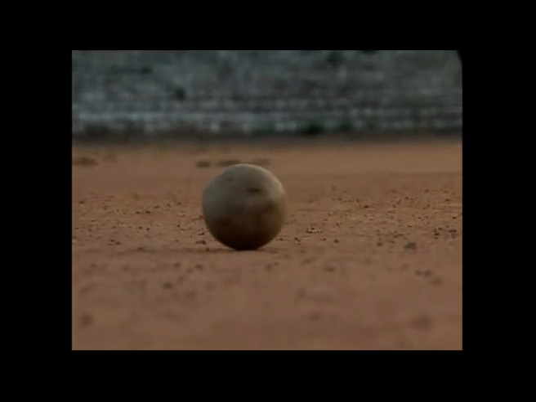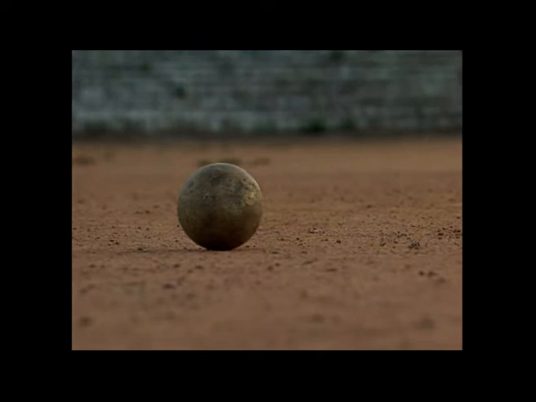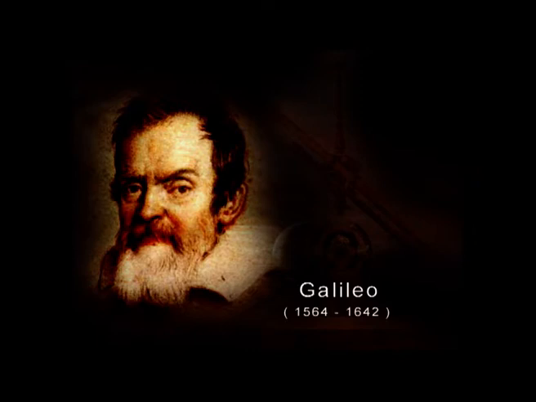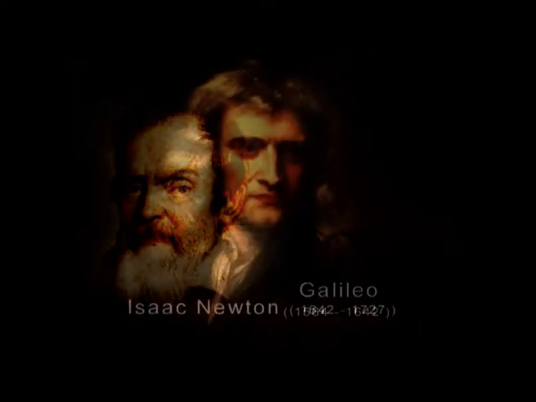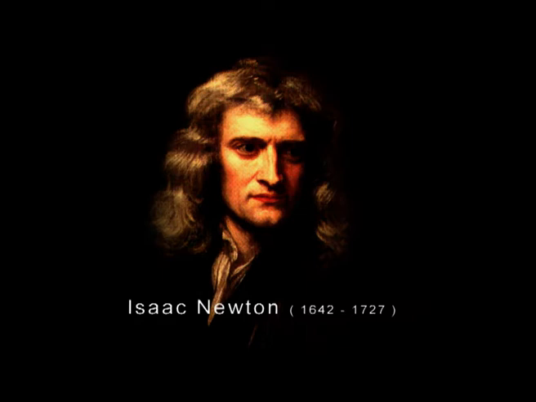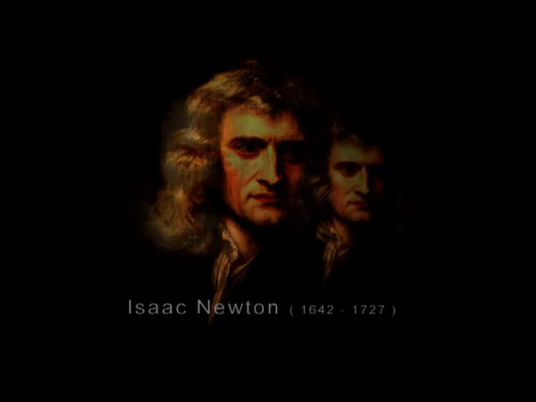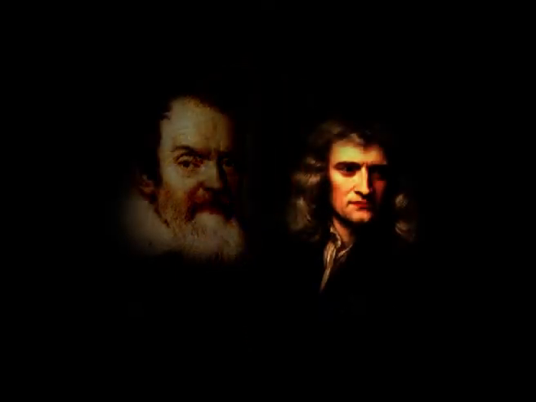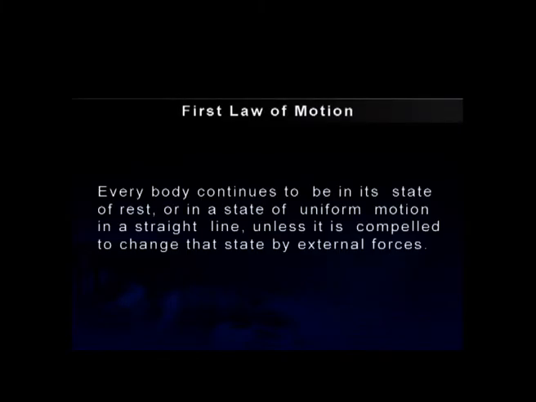It is this inertia that makes objects remain at rest when no force acts upon them. Galileo's concept of inertia was the basis for investigations by Sir Isaac Newton, who gave the three fundamental laws of motion. Newton's first law of motion, which is a reformulation of Galileo's concept of inertia, states that every body continues to be in its state of rest or in a state of uniform motion in a straight line, unless it is compelled to change that state by external forces.